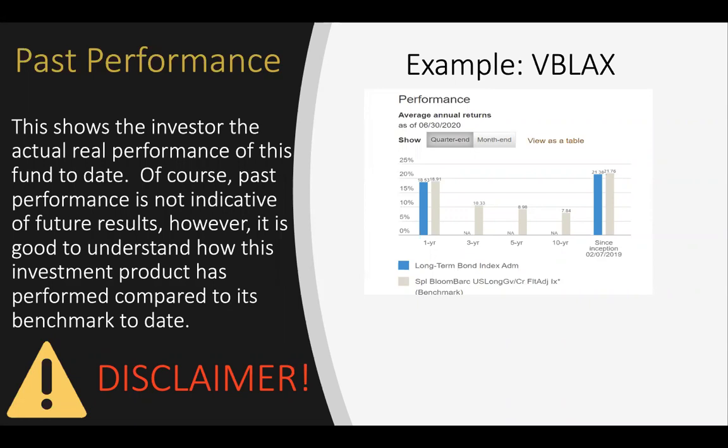Another thing here is it actually benchmarks against the Bloomberg right here, U.S. long-term government. So it's good whenever you're looking at any of these investments to benchmark against the competition or see it against other types of funds.